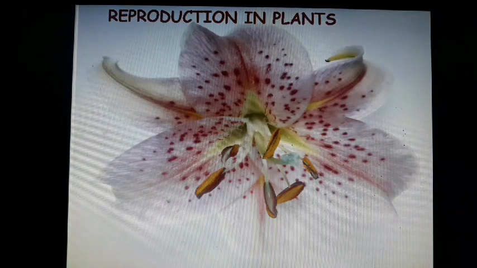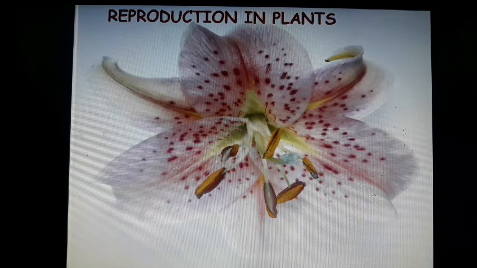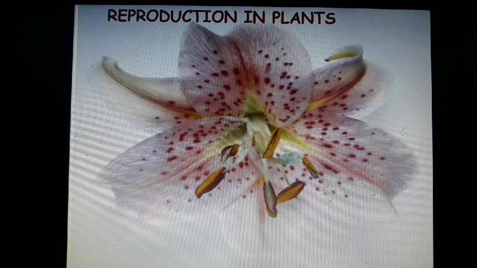Hello everyone. Today we are going to start with a chapter from Unit 6 of 12th standard. Unit 6 is reproduction, and in this unit you will study reproduction in plants as well as reproduction in human. In this chapter we will be doing the details of reproduction in plants.